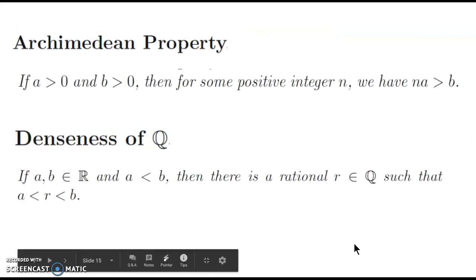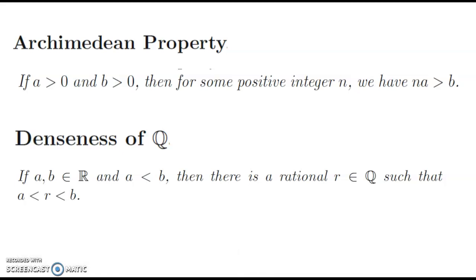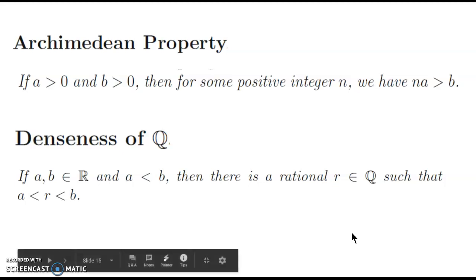Archimedean property: if A is positive and B is positive, then for some positive integer n, we have nA greater than B. Now denseness of Q: if A, B are in R with A less than B, then there is a rational number r in Q such that r lies between A and B. So between any two reals, there is a rational.